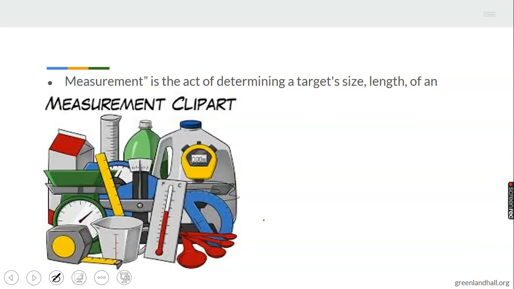So measurement is the act of determining the size of an object. It is used to determine the size of an object. If you don't measure, you cannot know what the size or what the weight of a certain object is. You don't know how a chair is weighing. You will not know the weight.